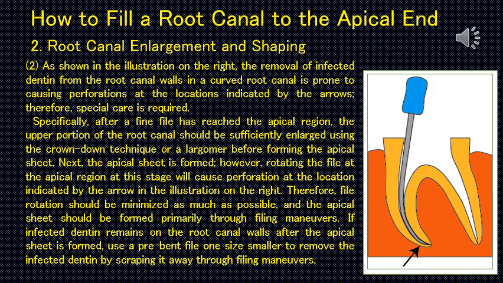Next, the apical seat is formed. However, rotating the file at the apical region at this stage will cause perforation at the location indicated by the arrow in the illustration on the right. Therefore, file rotation should be minimized as much as possible, and the apical seat should be formed primarily through filing maneuvers. If infected dentin remains on the root canal walls after the apical seat is formed, use a pre-bent file 1 size smaller to remove the infected dentin by scraping it away through filing maneuvers.